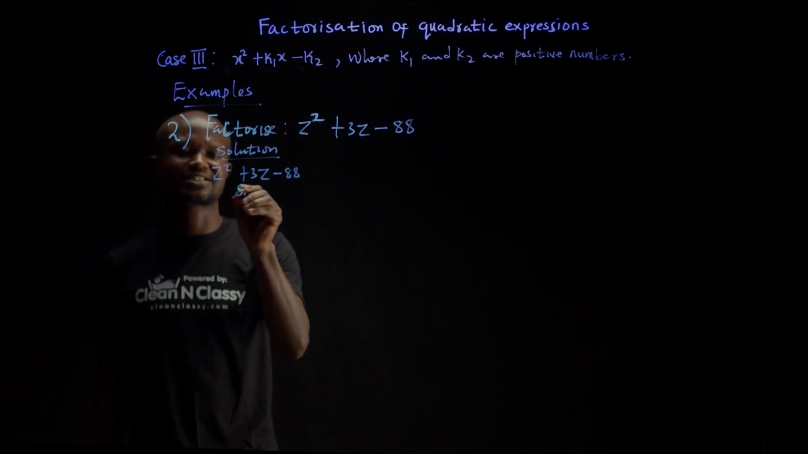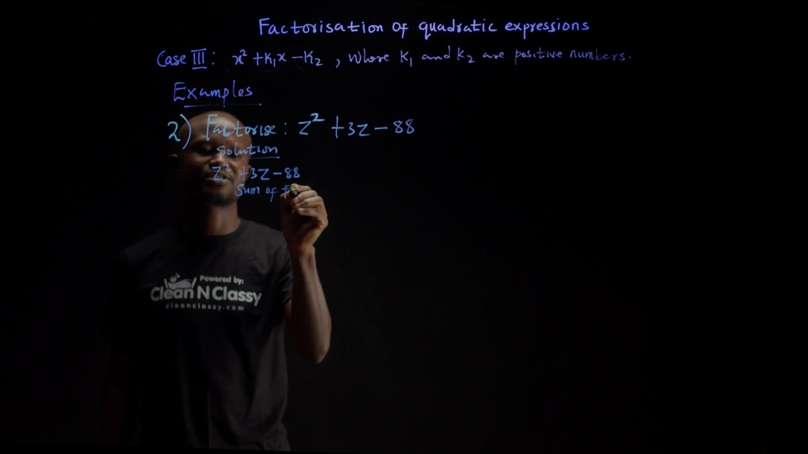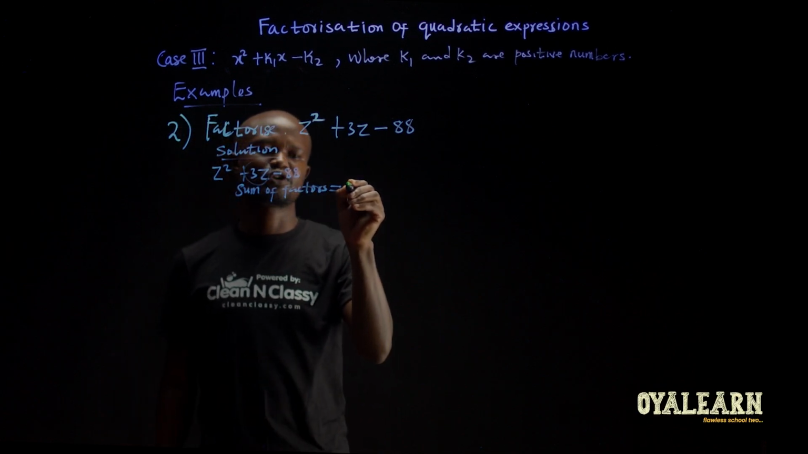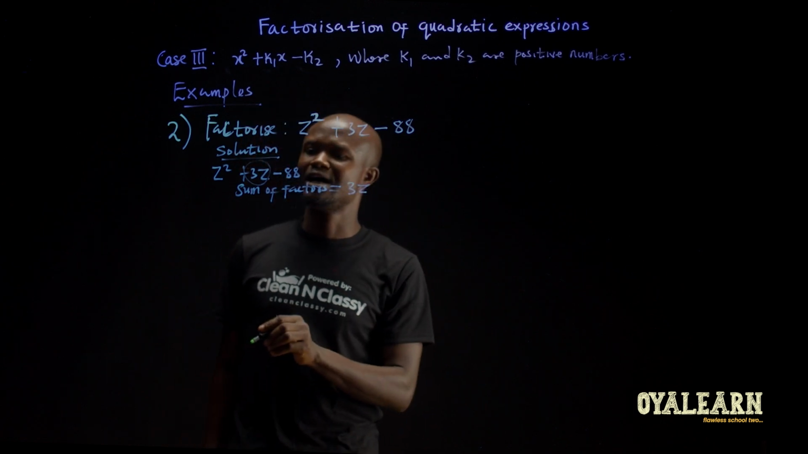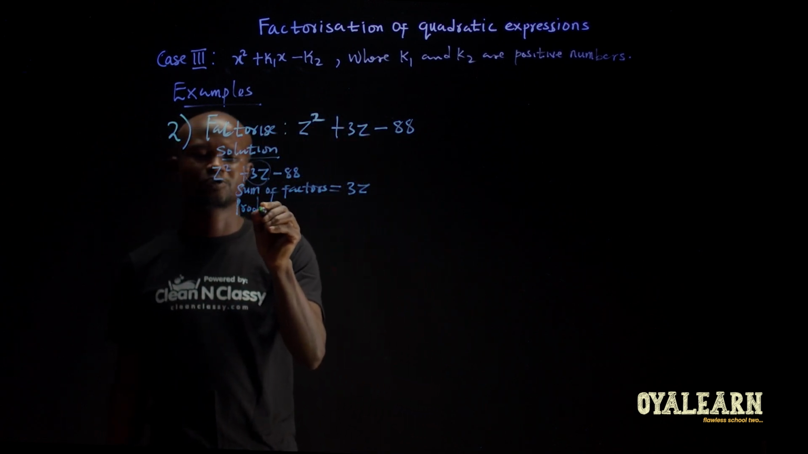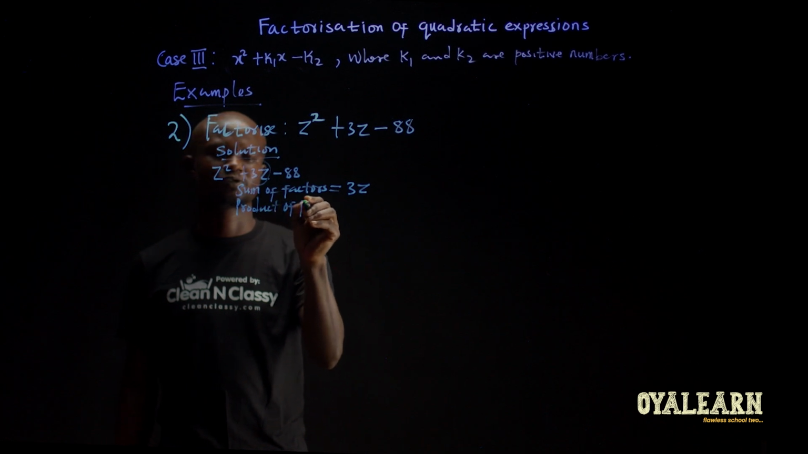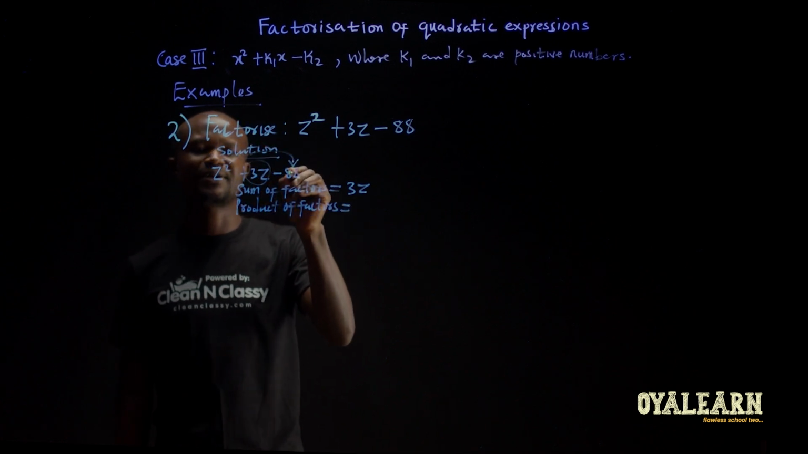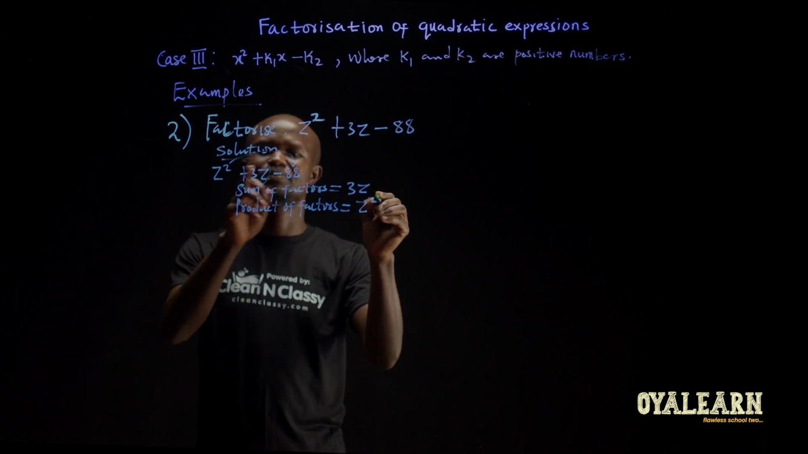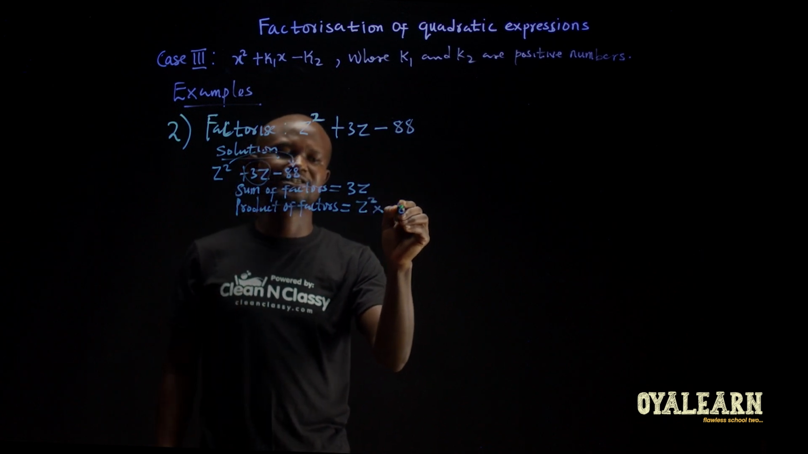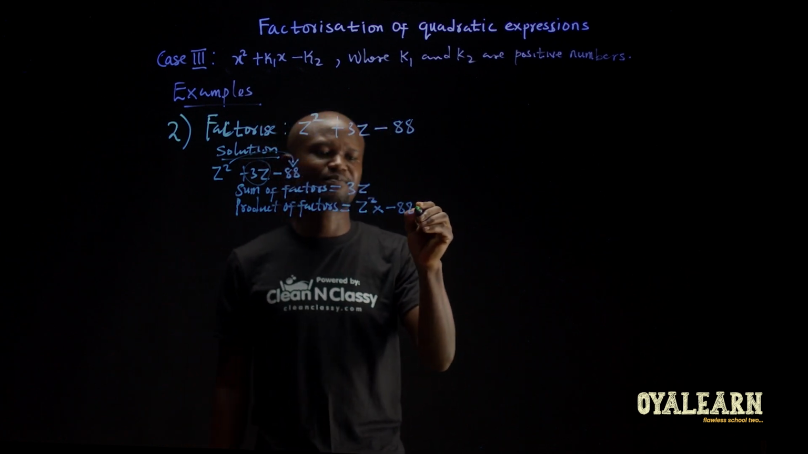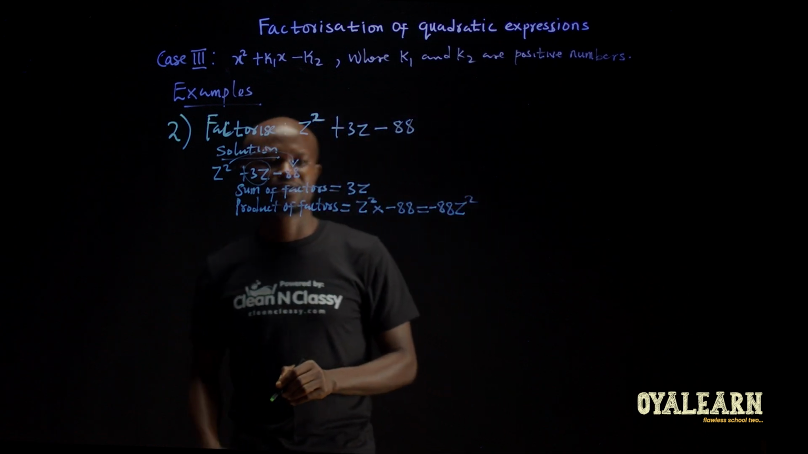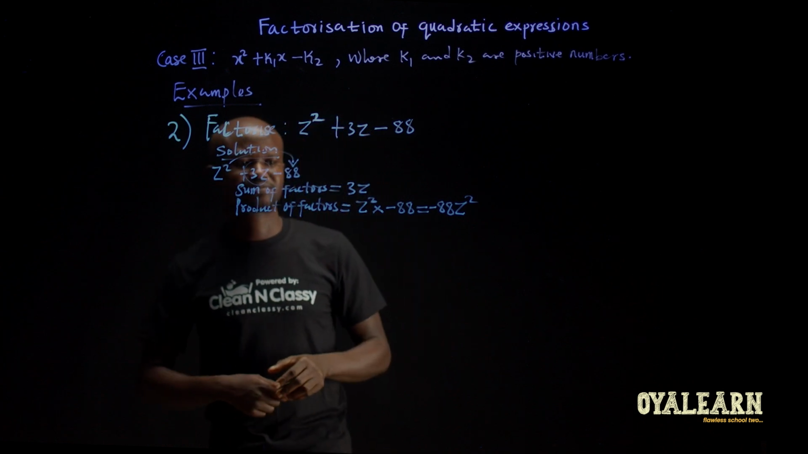In this case, we need to write out our sum of factors, which is the middle term, that's plus 3z, and the product of factors, the first term multiplied by the last term, that's z squared multiplied by minus 88. So what do we have? We have minus 88z squared. So now we have this.